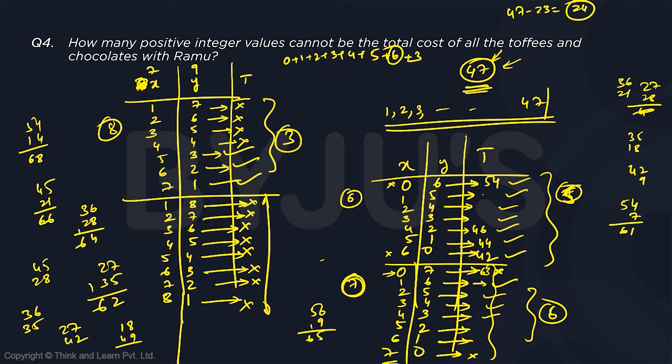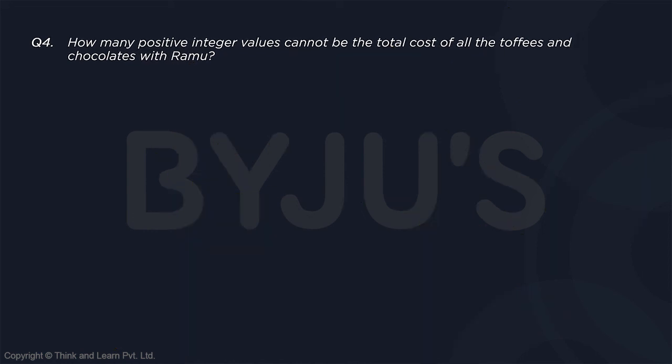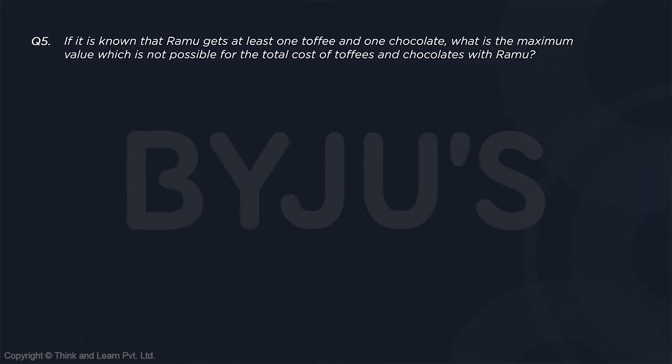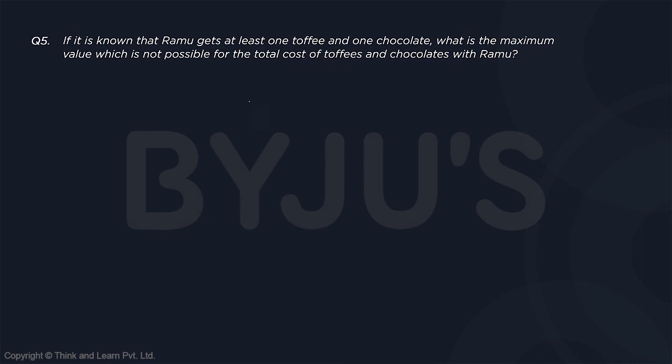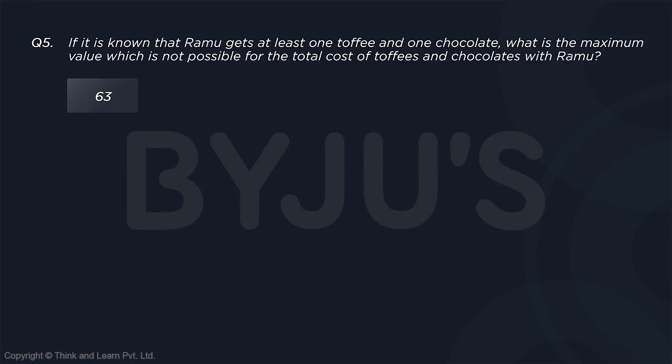So what is this total? 1 plus 2 is 3, 3 plus 3 is 6, 6 plus 4 is 10, 15, 18, 24. So 24 out of 63. 24 out of 63 you can get. So if you can get 24 out of 63, what you cannot get? 63 minus 24 is 39. So 39 values. So 63 is done.